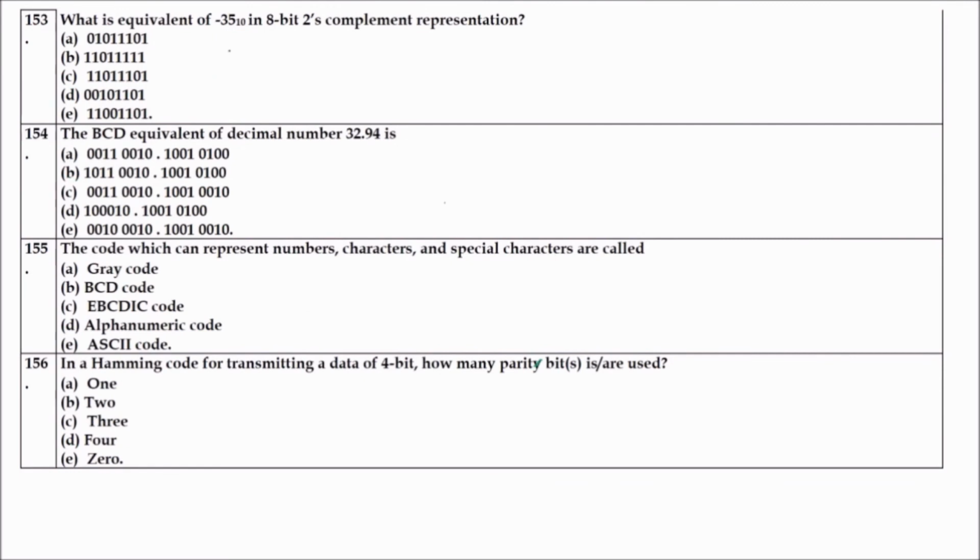What is equivalent of minus 35 base 10 in 8-bit 2's complement representation? What will it be? In 8 bits 2's complement representation, the equivalent of minus 35 will be, this is decimal. Let me tell you the answer. The answer is C. The answer is C. I hope that you are going to find it out by yourself. 11011101.